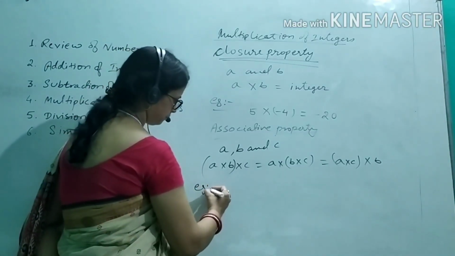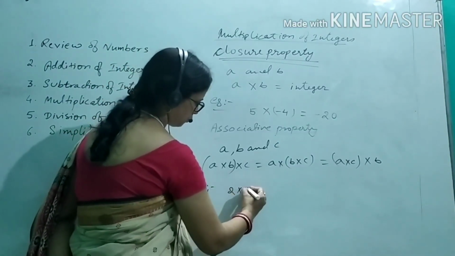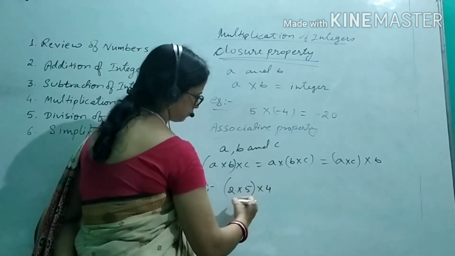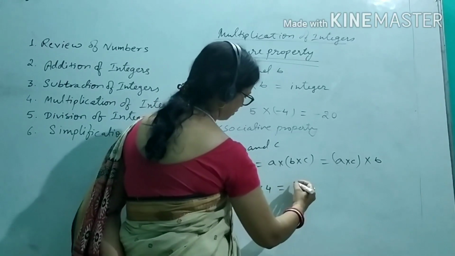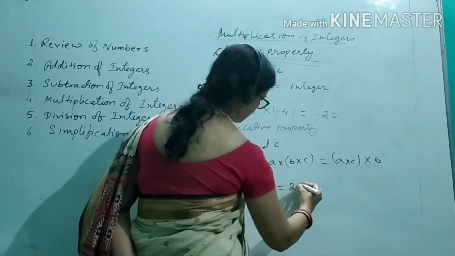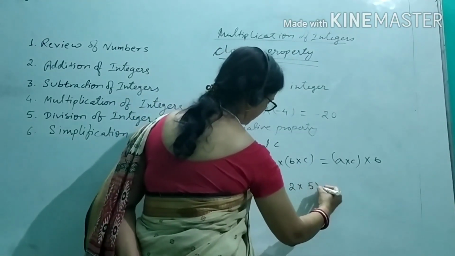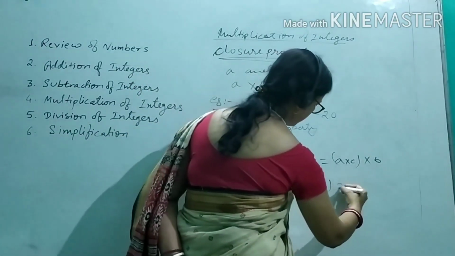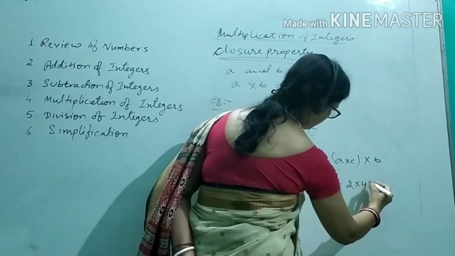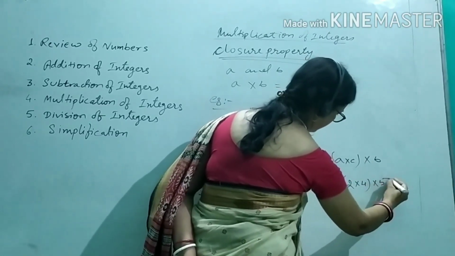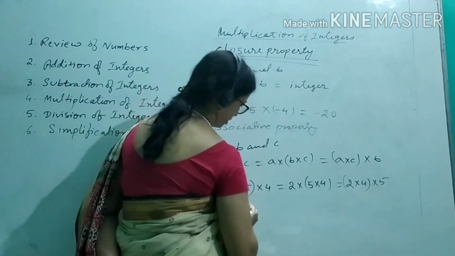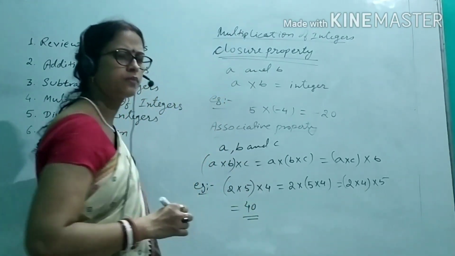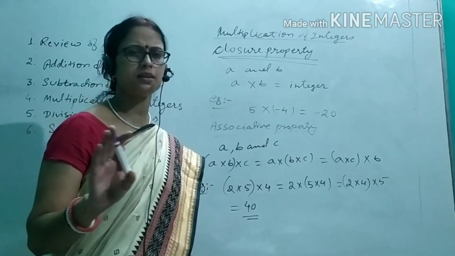Example: 2 into 5 into 4 equals 2 into 4 into 5. Here the result becomes the same. The result is 40. So here order doesn't matter.